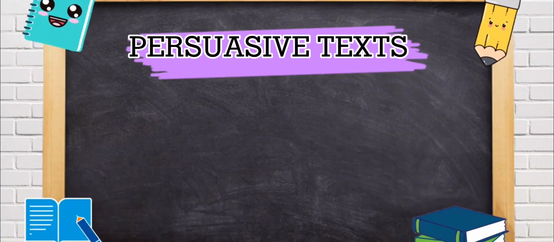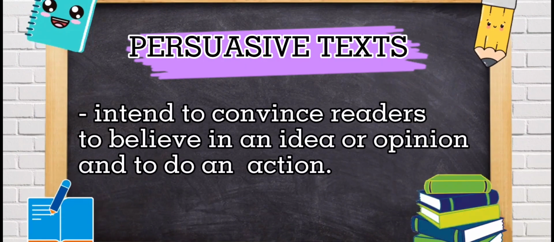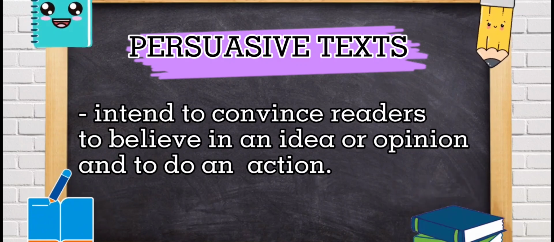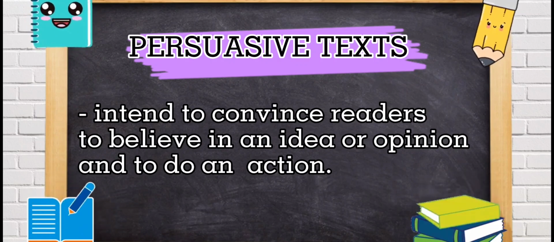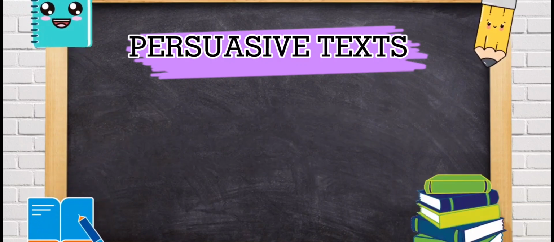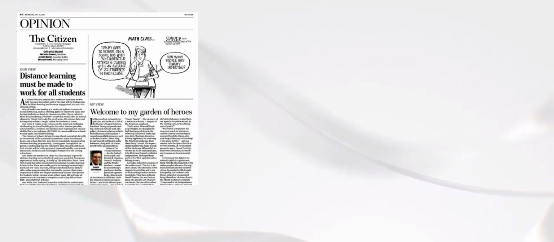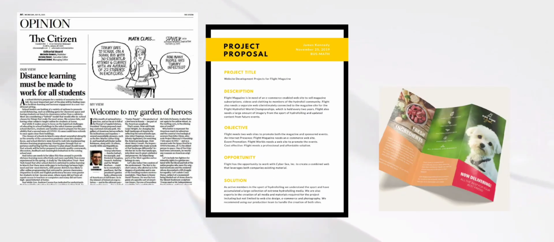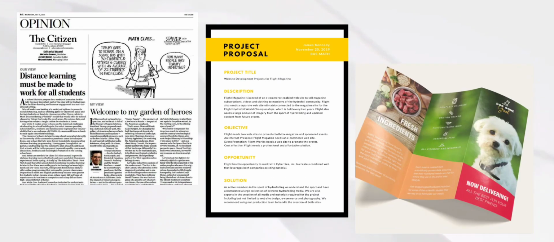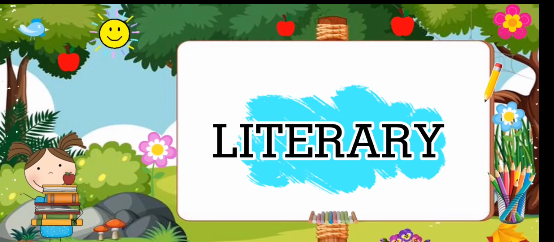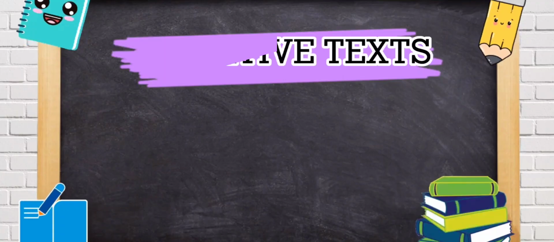Persuasive texts intend to convince readers to believe in an idea or opinion and to do an action. Many writings, such as criticisms, reviews, reaction papers, editorials, proposals, advertisements, and brochures use different ways of persuasion to influence readers. Under the literary group, we have the following.